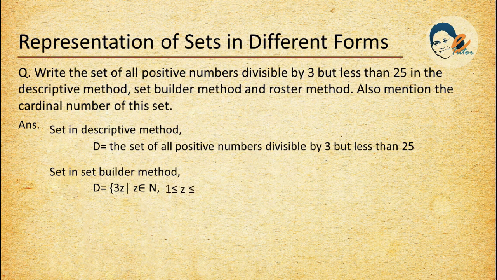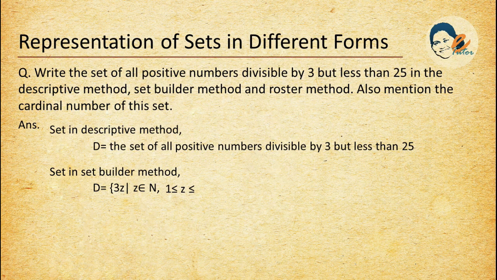Z greater than or equal to 1. Why z greater than or equal to 1? Because z is itself a positive number, right? Now we just have to find the upper limit of z. To find the upper limit of z, we have to put the possible values of z in 3z and check at which point the value of 3z is nearest to 25 but not more than 25.